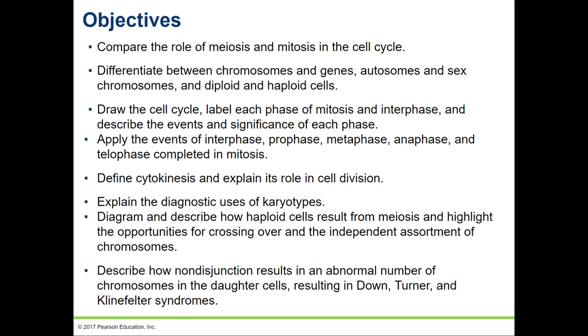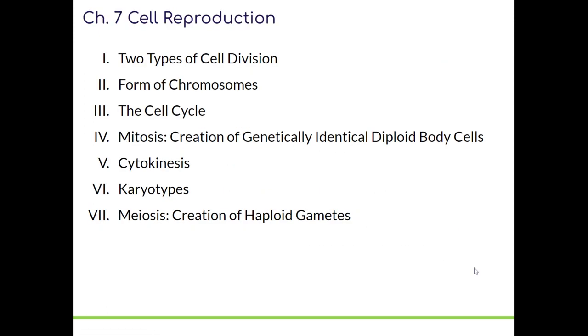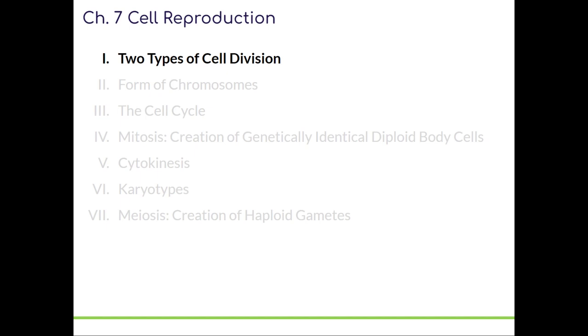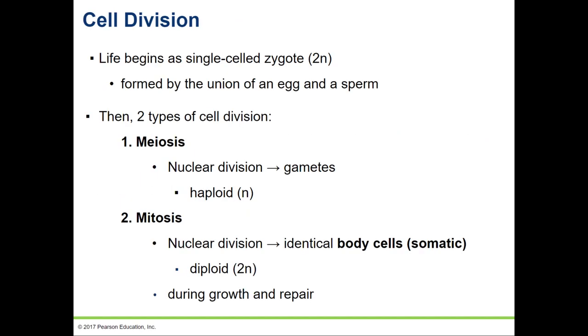These are things like trisomy 21, which is Down syndrome, or if we're missing an X chromosome, that's going to be Turner's. If we have an extra X chromosome in a male, that's Klinefelter's. So an abnormal number of chromosomes can cause specific genetic phenotypes. So let's start with looking at the two types of cell division.